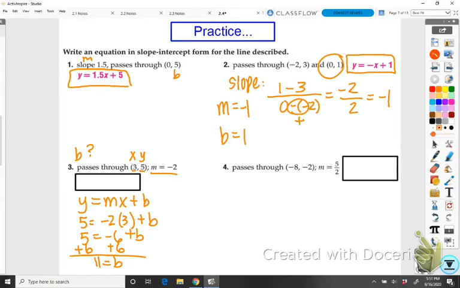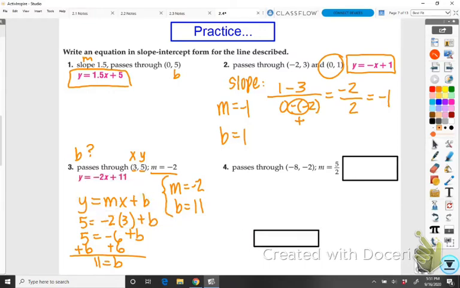So with that said, we got m is negative 2, we have b is 11. So we can use that information to write our equation. y = -2x + 11.